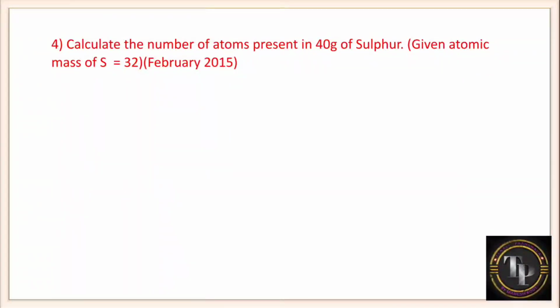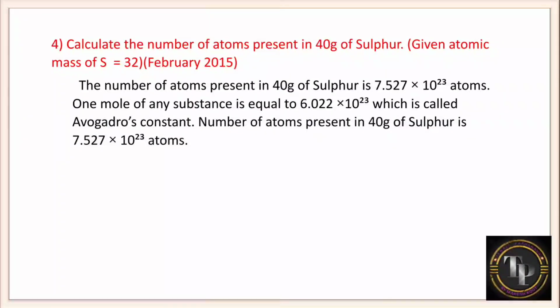Calculate the number of atoms present in 40 gram of sulfur. Given atomic mass of sulfur is 32. You are asked to find the number of atoms present. See guys, the number of atoms present in 40 gram of sulfur is 7.527 into 10 power 23 atoms. So how did you get this? Because 1 mole of any substance is equal to 6.022 into 10 power 23, Avogadro's number, which is called Avogadro's constant. 32 gram of sulfur contains 6.022 into 10 power 23 atoms. Then 40 gram of sulfur contains how much? You have to cross multiply.